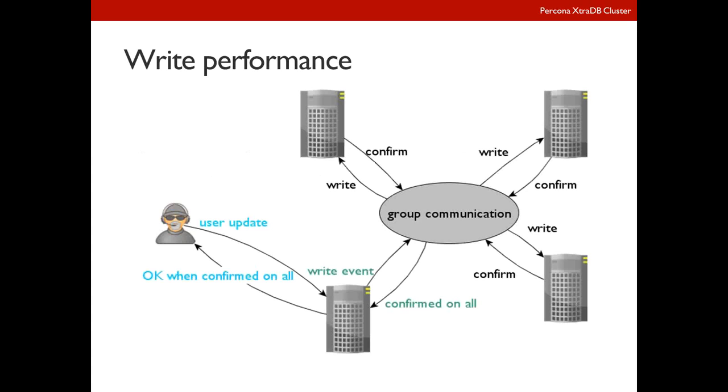When a user runs an update on one of the servers, this write event is communicated to all nodes. The user gets confirmation after the server gets confirmation from every node. If one of the nodes is slow, the whole cluster is slow.